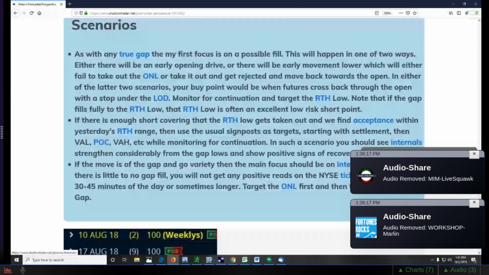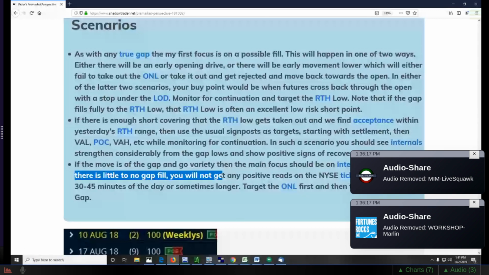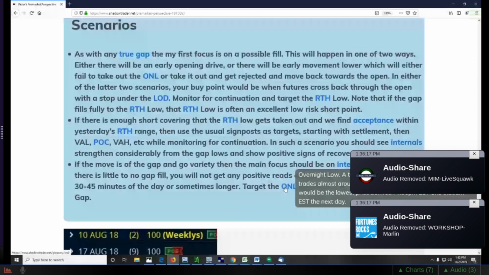Very often, if there is little to no gap fill, you will not get any positive reads on the NYSE tick. Remember, I wrote this at 9 a.m. this morning, 30 minutes before the market opened. That's exactly what happened within the first 30 to 45 minutes, or sometimes longer. Target the overnight low first, and then the bottom of the gap.